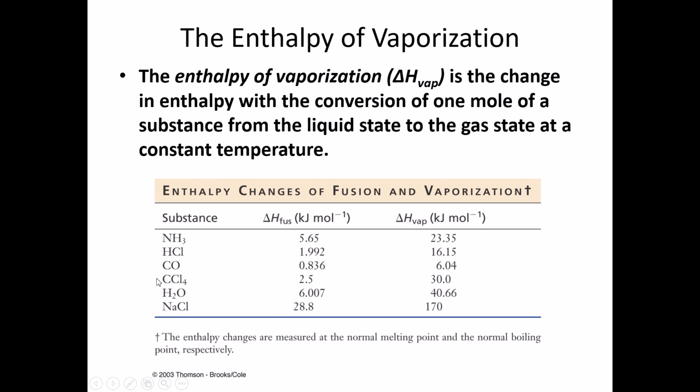But remember, size matters for our intermolecular forces. So CCl4 is nonpolar, but it's fairly large, so we have a large delta H. However, water is higher because water can form hydrogen bonds. If we look at the last one, NaCl, what type of intermolecular forces are these? This is just an ionic compound. So electrostatic attraction between ions creates a lot of energy requirement to vaporize. So we have a very high delta H of vaporization.